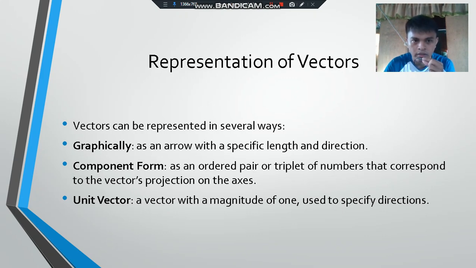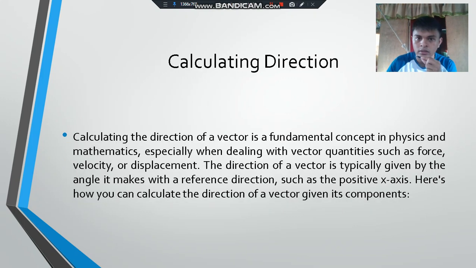Representation of vectors. Vectors can be represented in several ways. Graphically, as an arrow with a specific length and direction. Component form, as an ordered pair or triplet of numbers that correspond to the vector's projection on the axis. Unit vector, a vector with a magnitude of 1 used to specify directions.